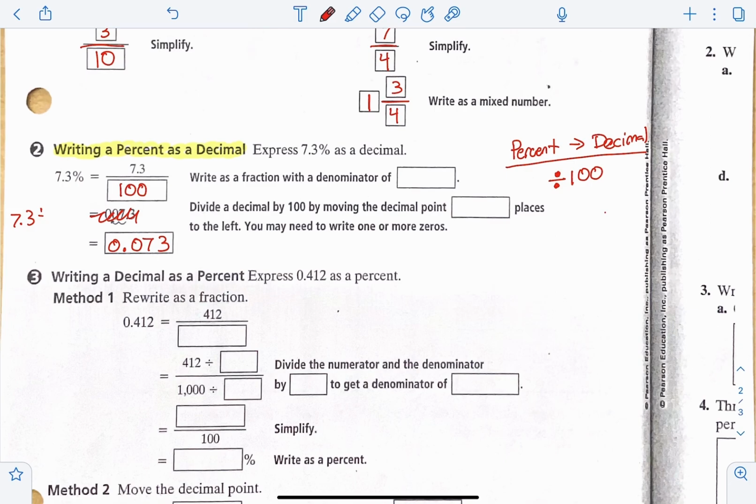Or you can write it as 7.3 divided by 100 equals. So you can write a fraction and then the answer, or I'll be writing it this way, where you just write the percent, divide by 100, and you get your answer. Okay, so writing a percent as a decimal, percent to a decimal, all you're doing is dividing by 100.